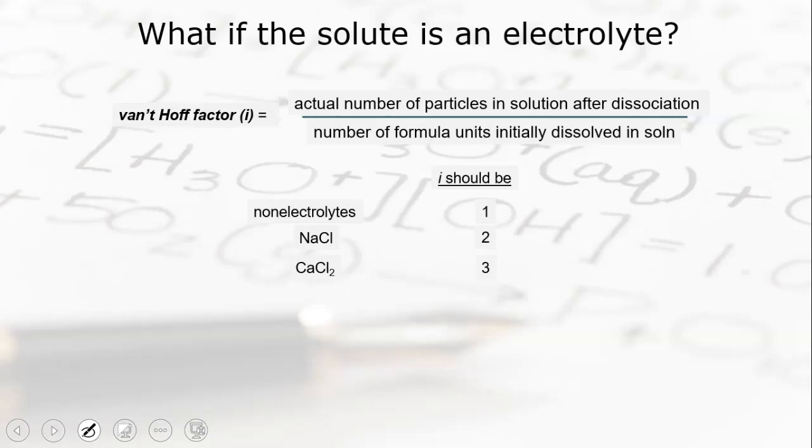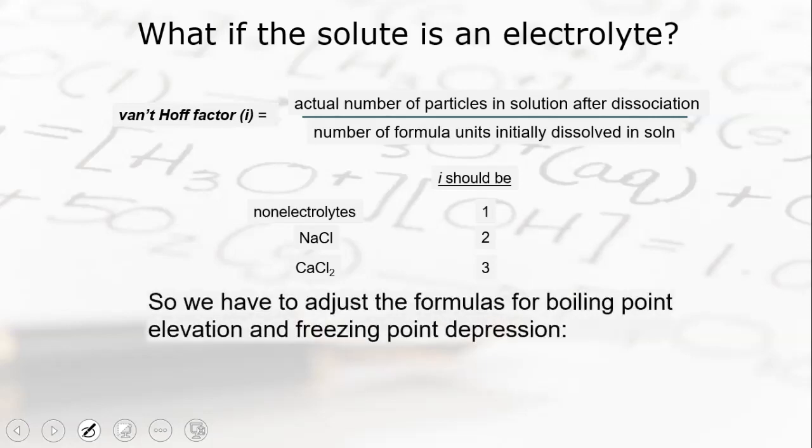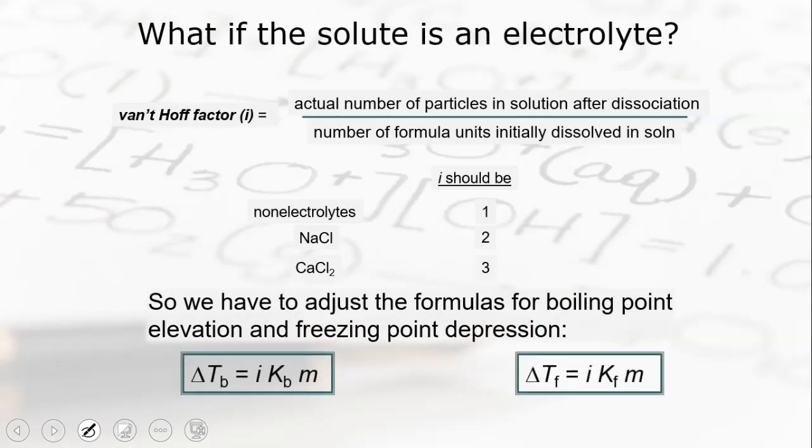So since all these colligative properties are related to the numbers of particles, we need to add a factor to our calculations. For boiling point elevation and freezing point depression, we're going to add a Van Hoff factor to each one of those equations. On the left, we have delta T of boiling, and on the right, the delta T of freezing. Notice that we've added that factor. That means that an electrolyte will typically increase the change in either boiling or freezing point. It'll make the boiling point elevation greater, the freezing point depression more remarkable.